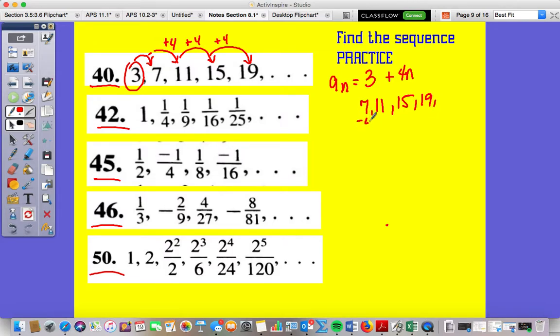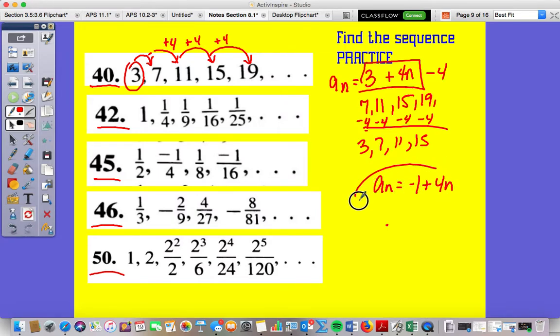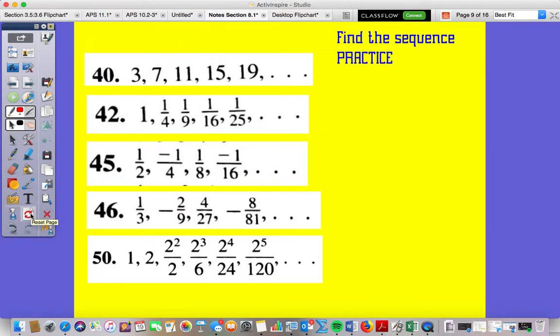Well, I need to subtract by 4 on each of these to get to where this is 3, 7, 11, 15. It's now at the correct spot. So I've got to subtract this equation by 4, which just means that I'm going to get a sub n equals negative 1 plus 4n. And that would be our answer. Okay? Again, you could check it, plug 1 in, plug 2 in, plug 3 in, plug 4 in, 5 in, and you should get that specific sequence that's up on top.